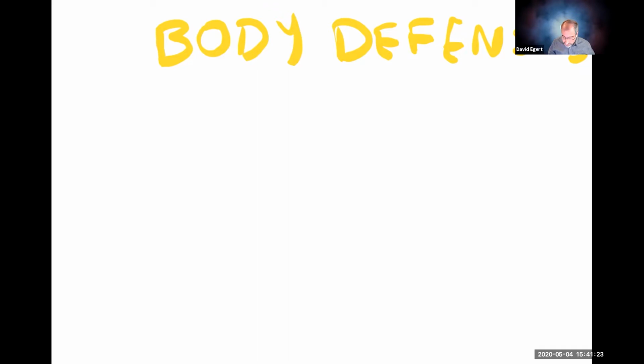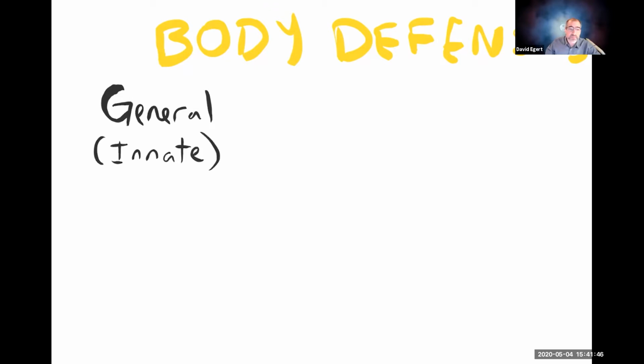All right, so at the end of last class, I was talking about the different categories that are part of body defenses. We talked about general, also called innate. These are ones that aren't looking for a very specific thing. They're not looking for the novel coronavirus. They're just looking for something that doesn't look right. Or they might be even more general than that, like just your skin or mucus making it hard for things to get into you.